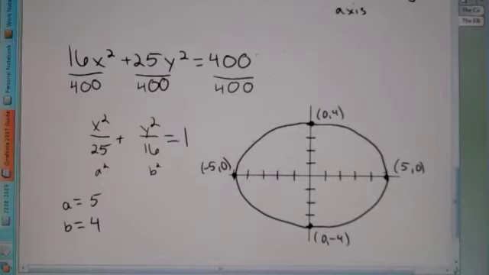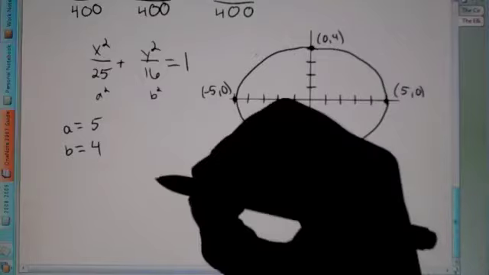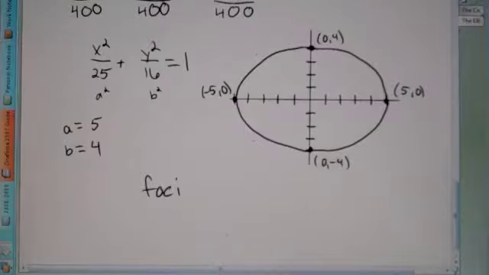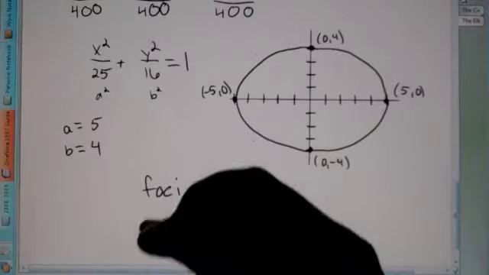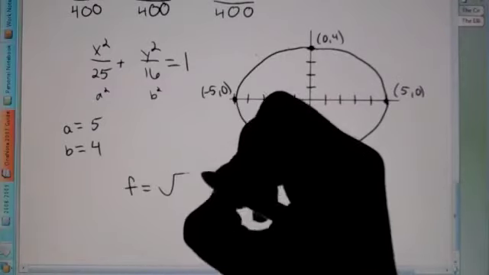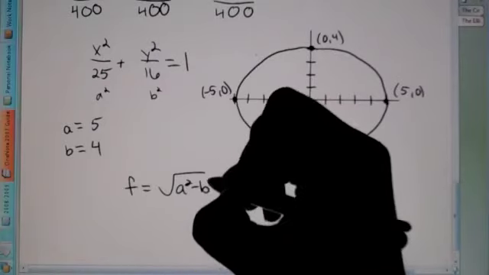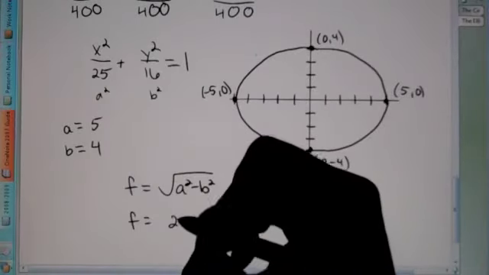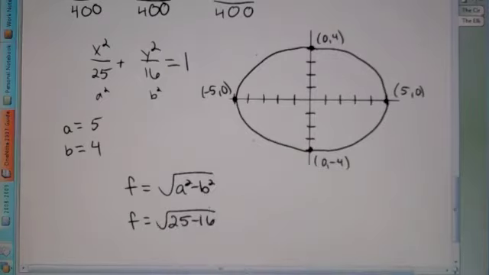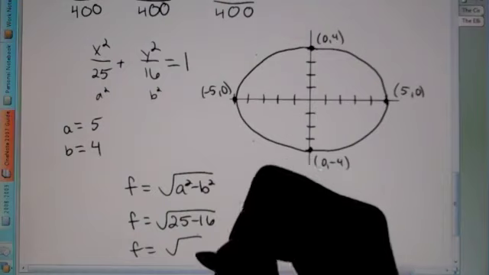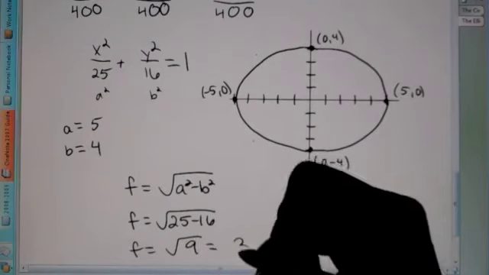But what I also want you to find are the focal points. Now, the plural for focal points is foci. So you see this? That's plural for focal points. So the way we do that, again, we have our formula. F is equal to the square root of a squared minus b squared. So we have now 25 minus 16. Square root of 25 minus 16. Therefore, f is equal to the square root of 9. Square root of 9 is 3.